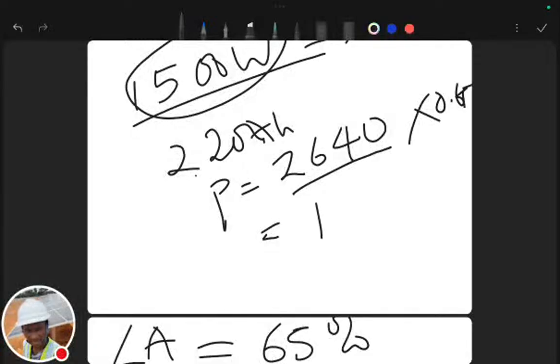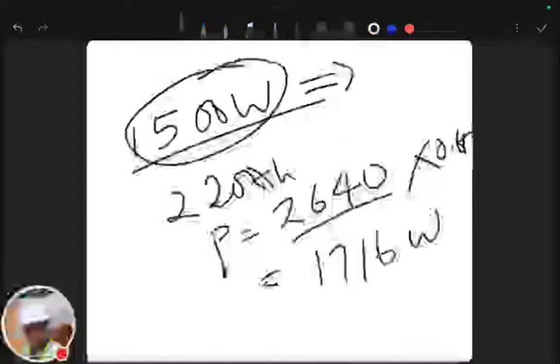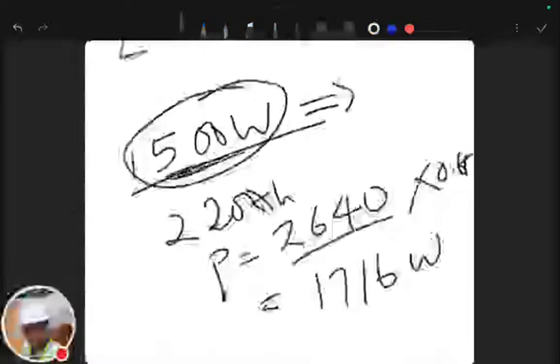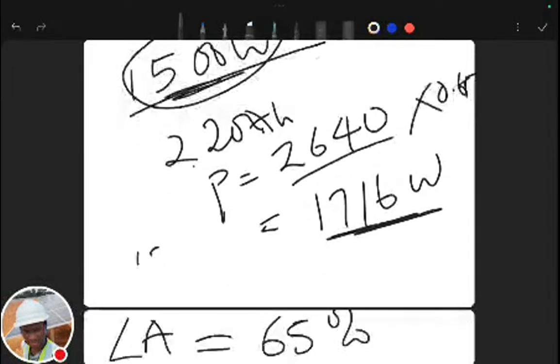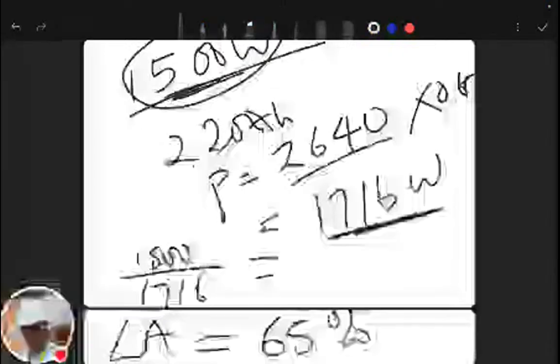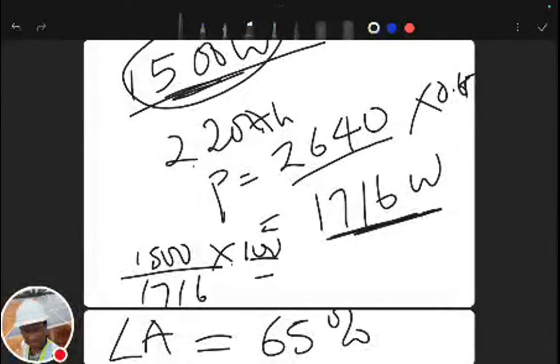So that is going to give us 1,716 watts. You can see now that this 1,500 is already more than 50% of this. If you want to do the math, just take 1,500 divided by 1,716 and multiply it by 100, you will realize that it is more than 50. It is more than 50%.